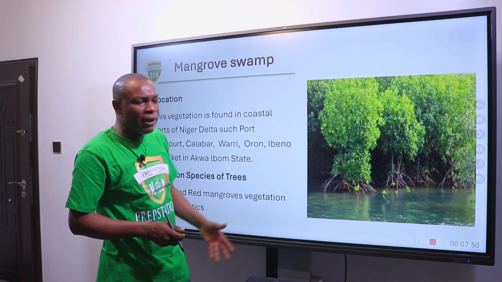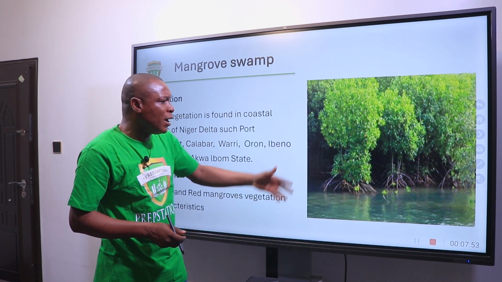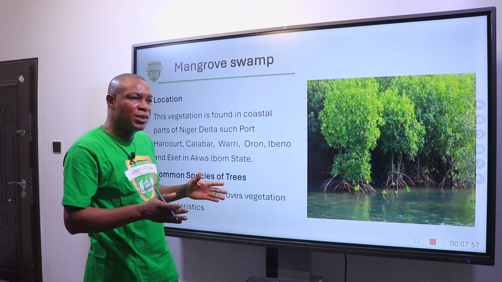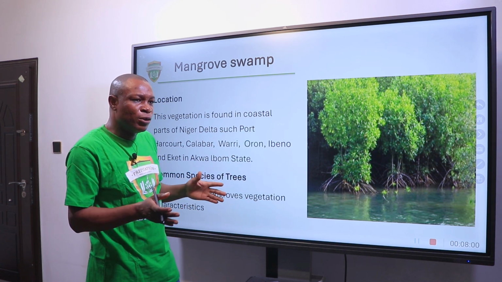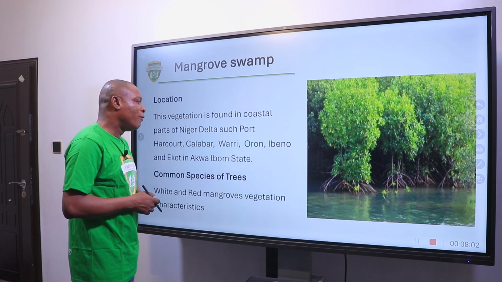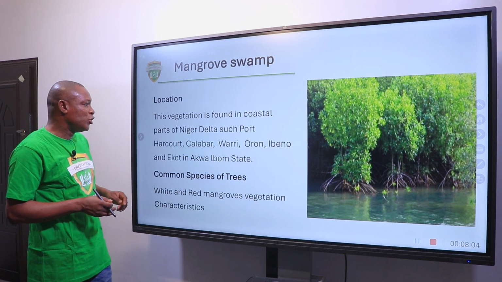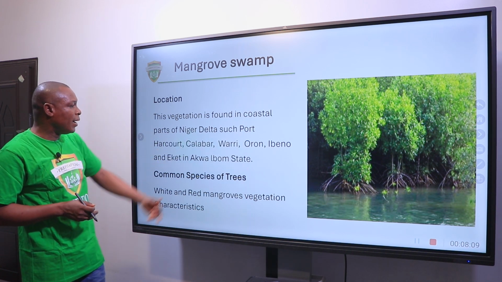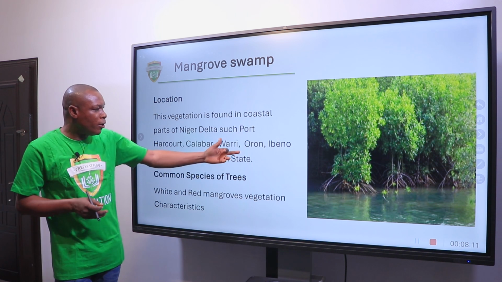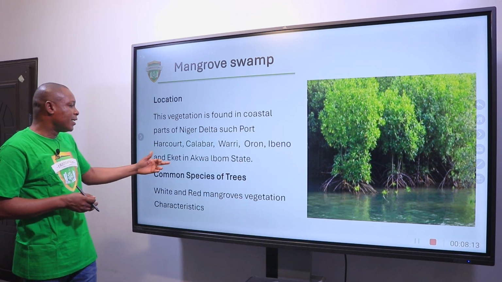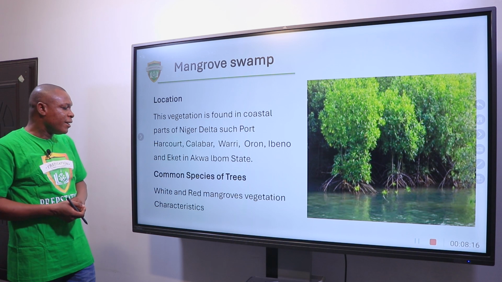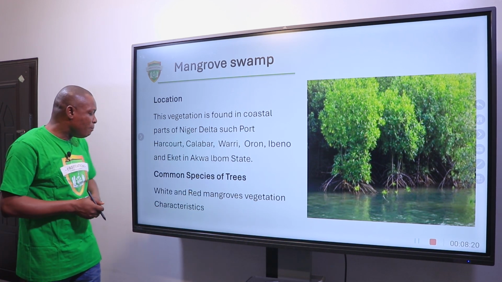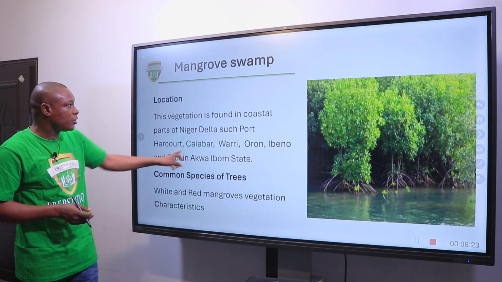These mangroves, we could have them in varieties. We have the red mangroves and the white mangroves. This kind of vegetation is found in the coastal areas, the creeks of the Niger Delta in Nigeria, in locations such as Port Harcourt, Calabar, Warri, Oron, Ibadan, and Eket in Akwa Ibom State. The common species, as I earlier hinted, are the white and red mangroves. Characteristics.